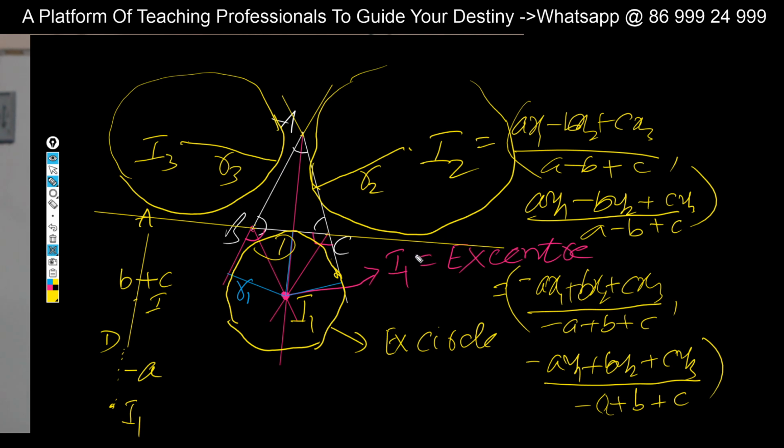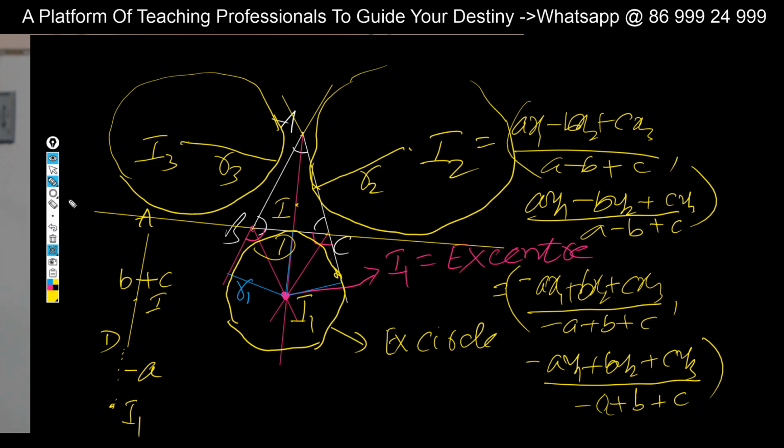So how many centers are there with respect to the triangle now? One is the incenter, I. Next one is I1. Next one is I2. Next one is I3. I1, I2, I3 are said to be excenters. So what are the formulae now? For I, it is simply all positive: (ax1 plus bx2 plus cx3) by (a plus b plus c), comma, (ay1 plus by2 plus cy3) by (a plus b plus c). For I1, a becomes minus a. For I2, b becomes minus b. For I3, c becomes minus c. That's the only difference you have to understand with respect to the incenter.